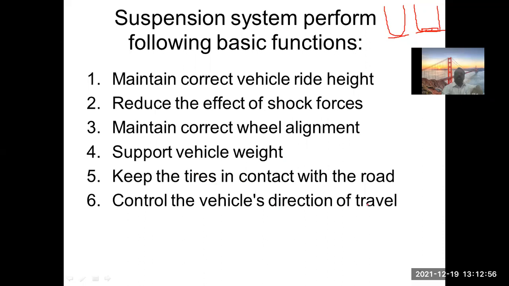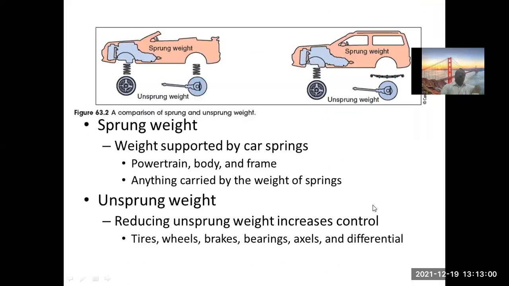Control the vehicle direction of travel. So these are the basic functions we have already discussed. Moreover, we have discussed these particular things also in the previous lecture. That is our sprung and unsprung mass. So what is the sprung mass? The sprung mass is the mass which is supported by the springs. That is called a sprung mass.